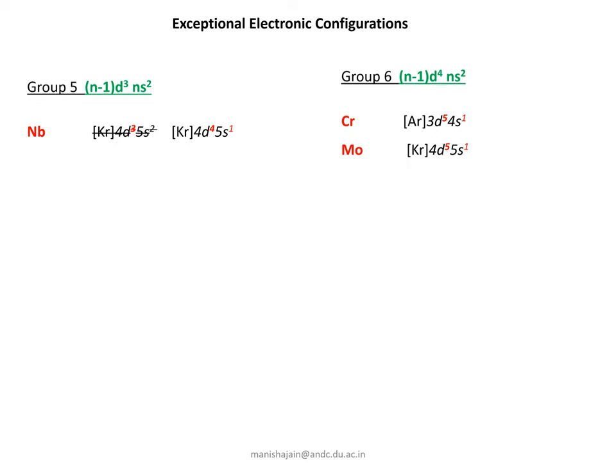Chromium, as we had discussed in the previous slide, shows a deviation from the expected configuration because it has a stable half-filled d orbital configuration, giving the maximum exchange energy possible. Similar to chromium, the element molybdenum from the 4d transition series, just below chromium, shows the same anomaly. We observe 4d5 5s1.